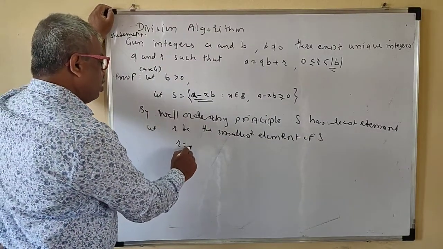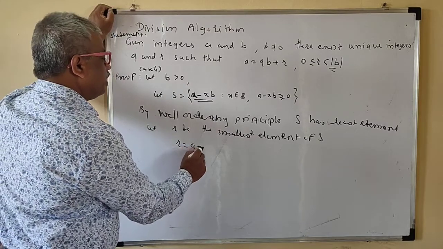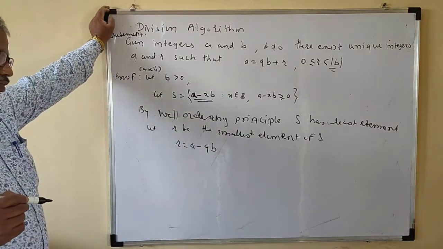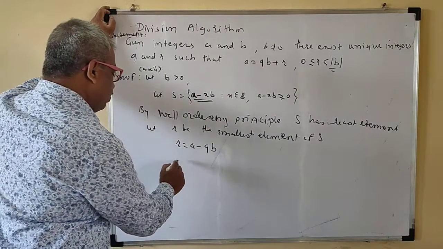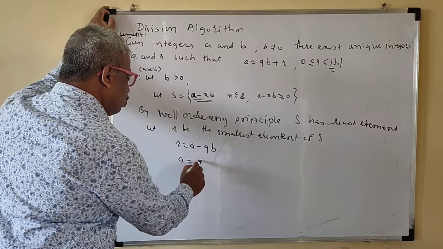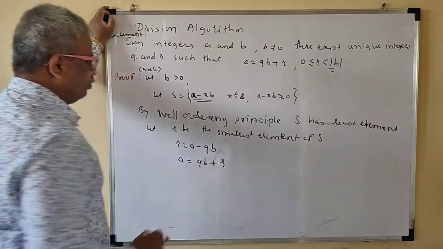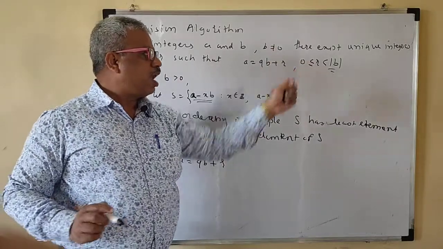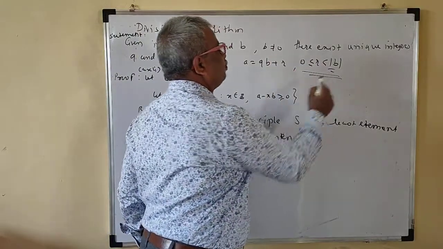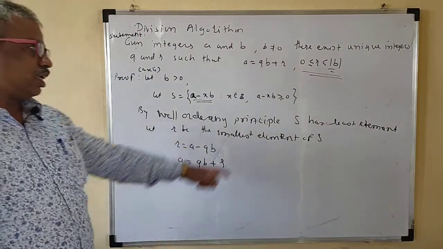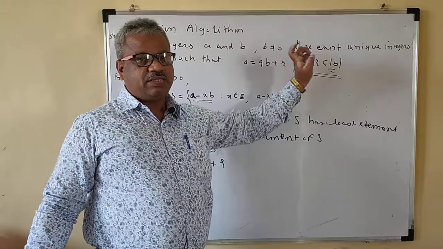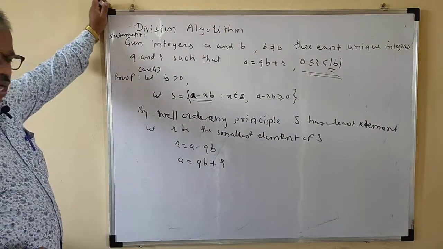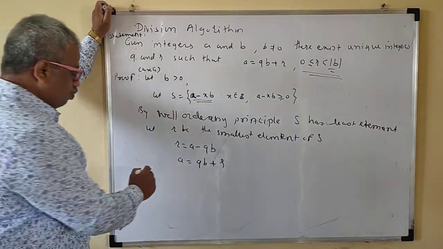So R is of the form a minus x b, and I can write x as q, so R = a minus qb. Therefore a is equal to qb plus r. We have shown this. Now we have to prove the remaining condition. Mod b is positive, so mod b is b. We want to prove that r is less than b.